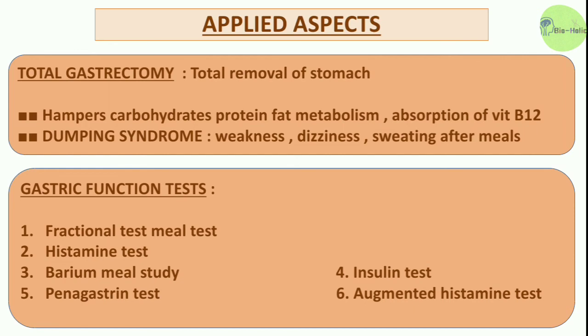The pentagastrin test. This test is also performed to assess the gastric acid status. And the augmented histamine test. This is also performed with progressively increasing dose of histamine in a stepwise manner till a maximal secretory response is obtained. And the last one is the endoscopic examination and biopsy.